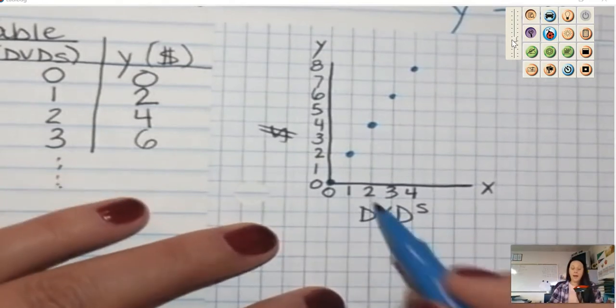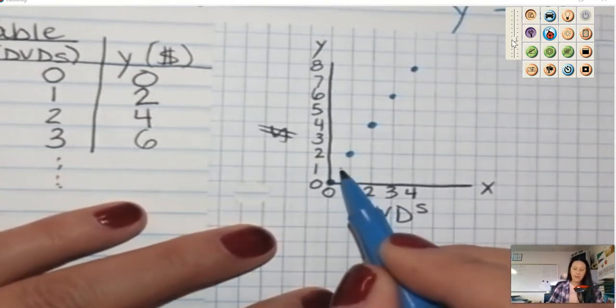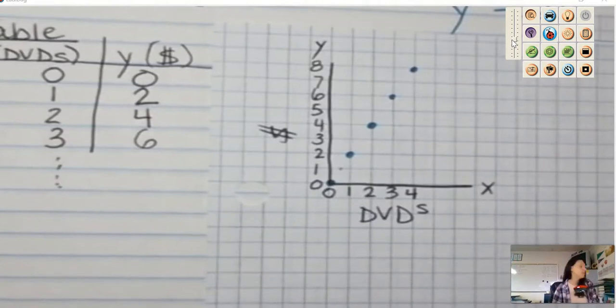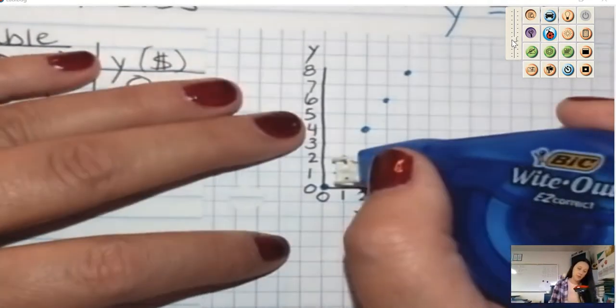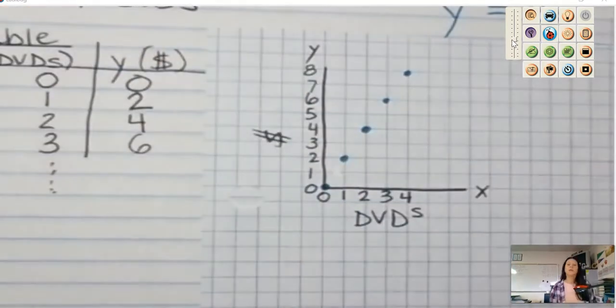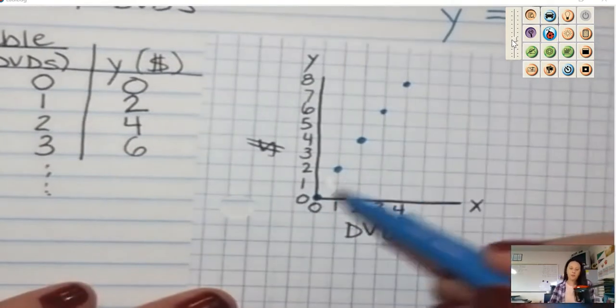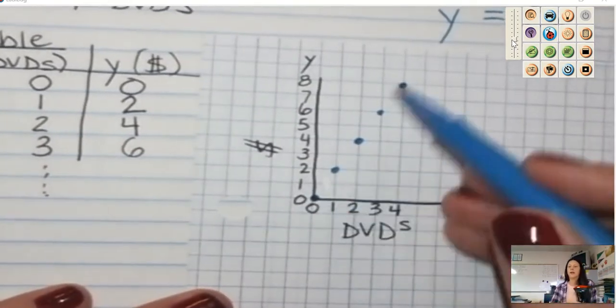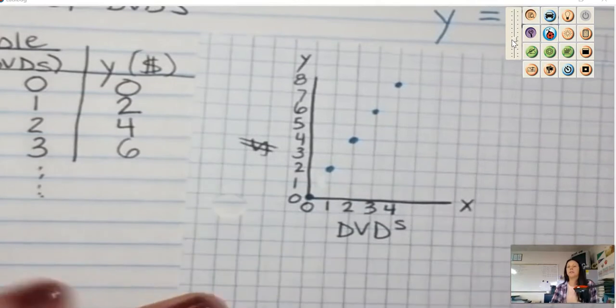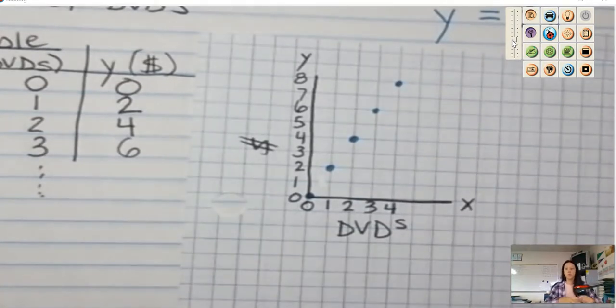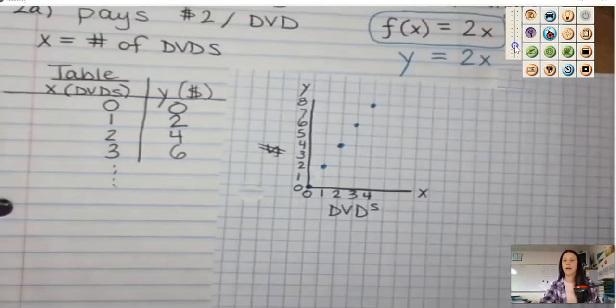Can I buy half a DVD? So do I want a dot at the next line? Can I have half a DVD? No, that doesn't make sense. So do not connect the dots, because you're not going to include all of the little points in between. What kind of graph is this called? This is a discrete graph because we don't connect the dots. Cut that out, glue that into your notes, and then we have to do domain and range.